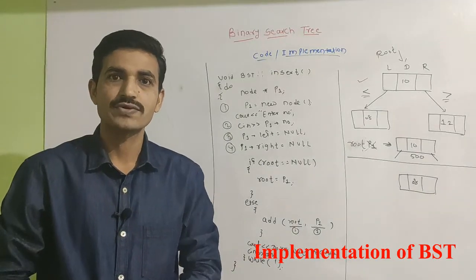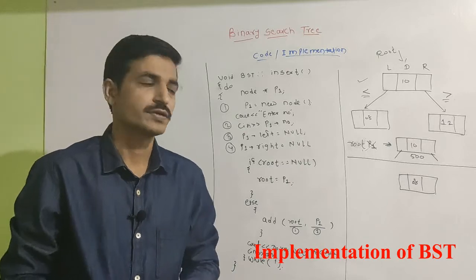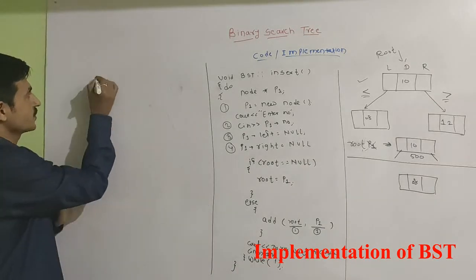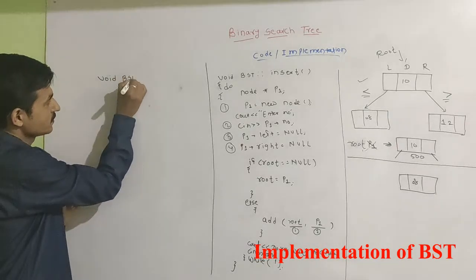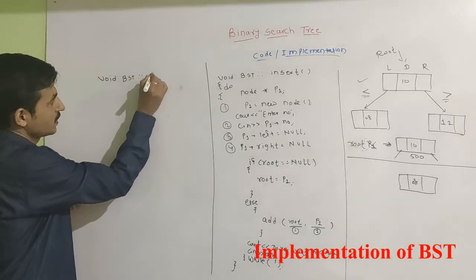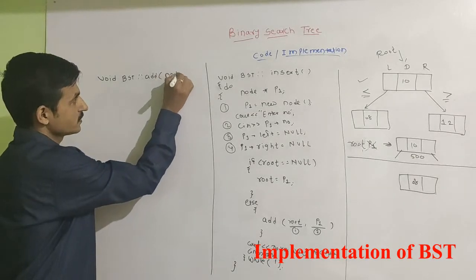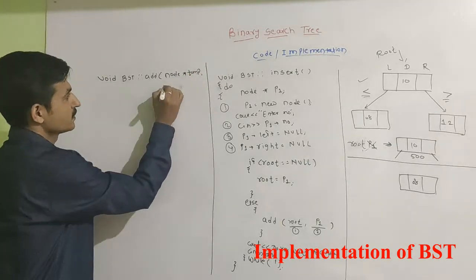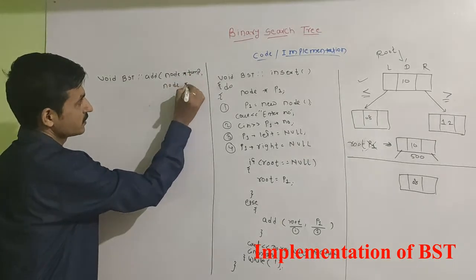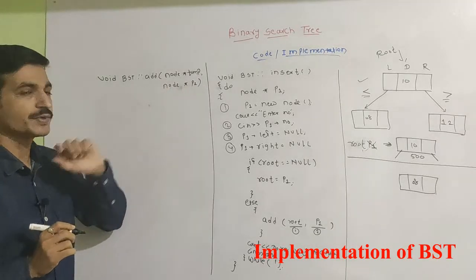Now we will see the add function, how we are going to add the node in a binary search tree. So here I write the function, having 2 parameters. One is the starting point, that is root, and the other is the node that I want to insert inside the binary search tree, that is P1.